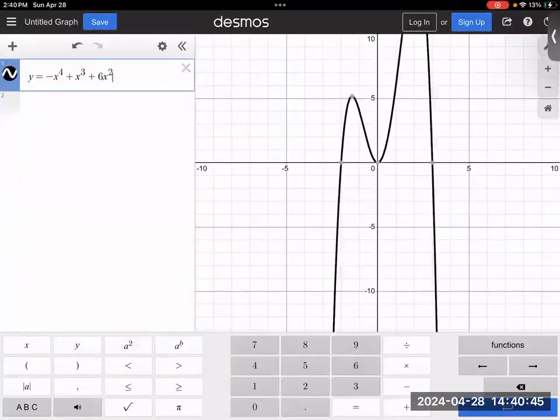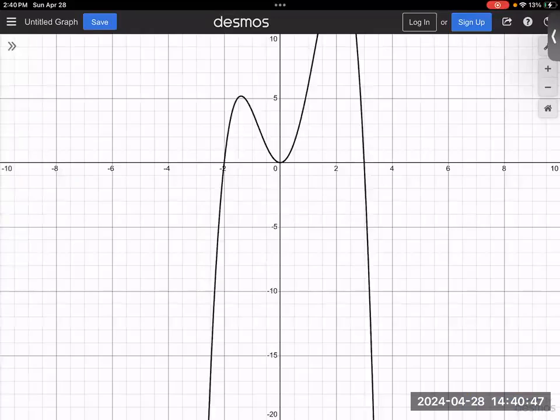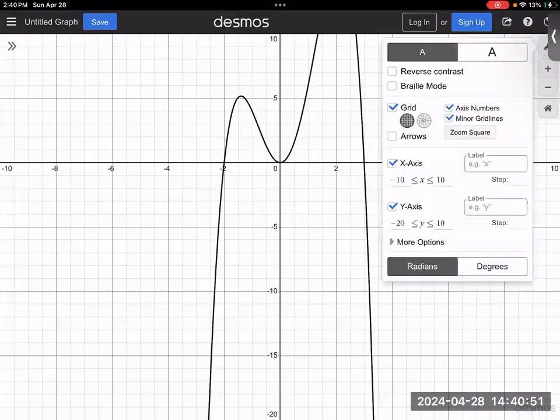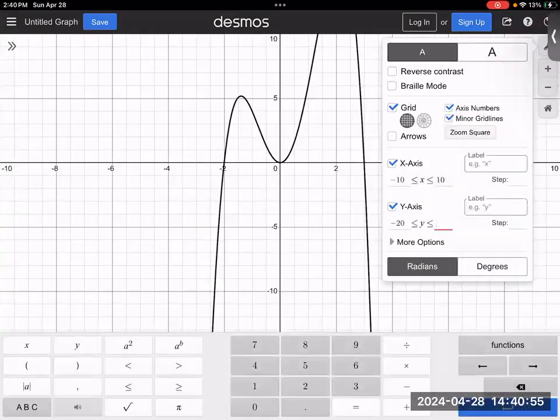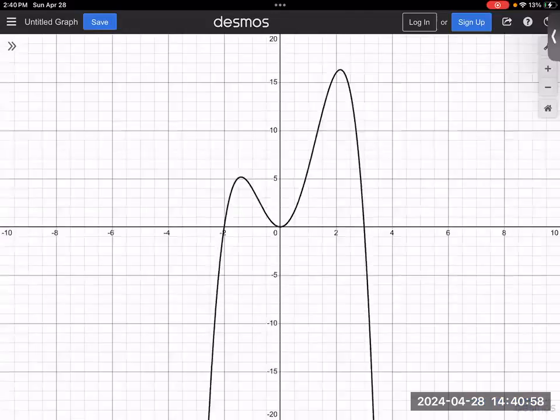Okay, so this is what our graph looks like. Let's change your window. So we definitely need to go up a little bit further. So let's change this to maybe be 20. And actually, that's not a bad graph. So we're going to keep this window. With your window, we can clearly see the important bits of your graph. And if we are asked to find your maxes and mins, we have several maxes and mins.